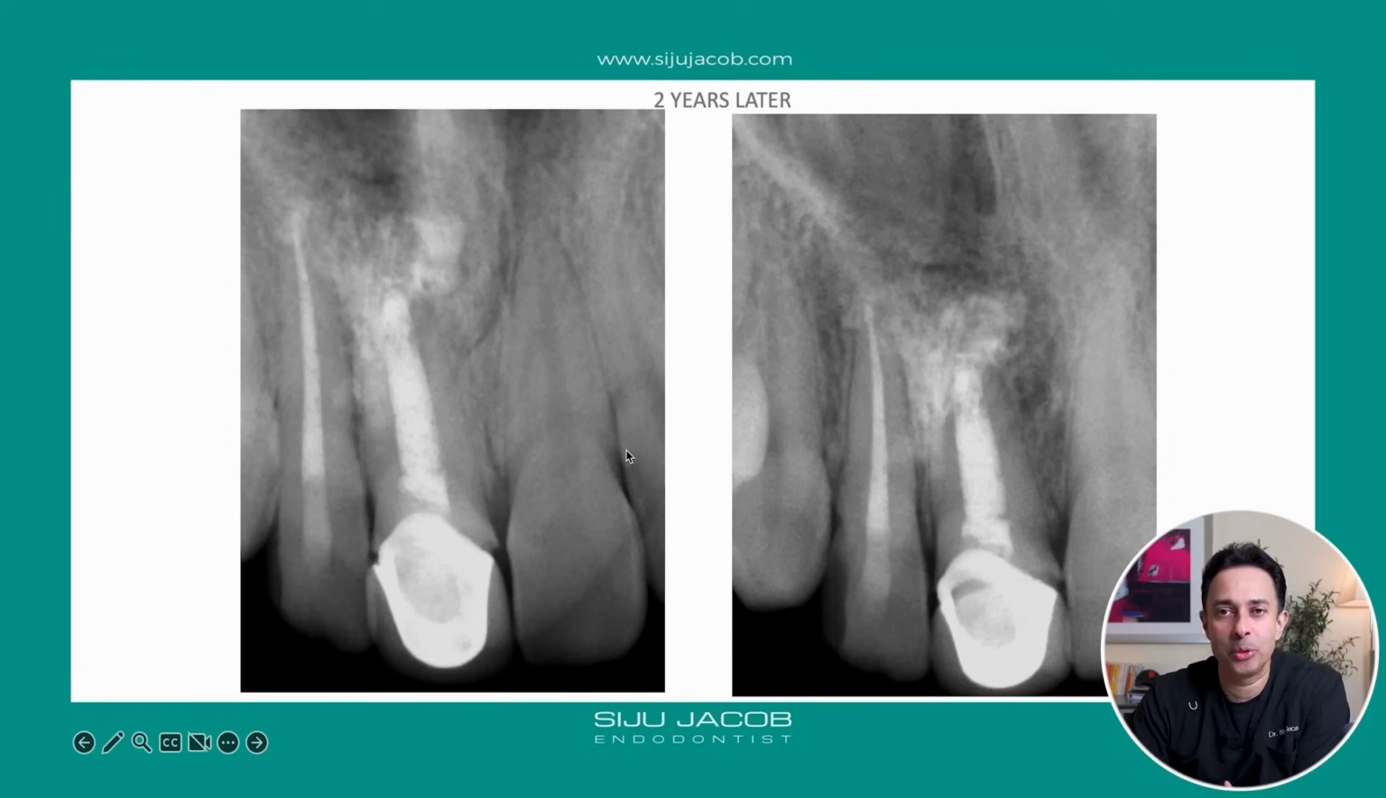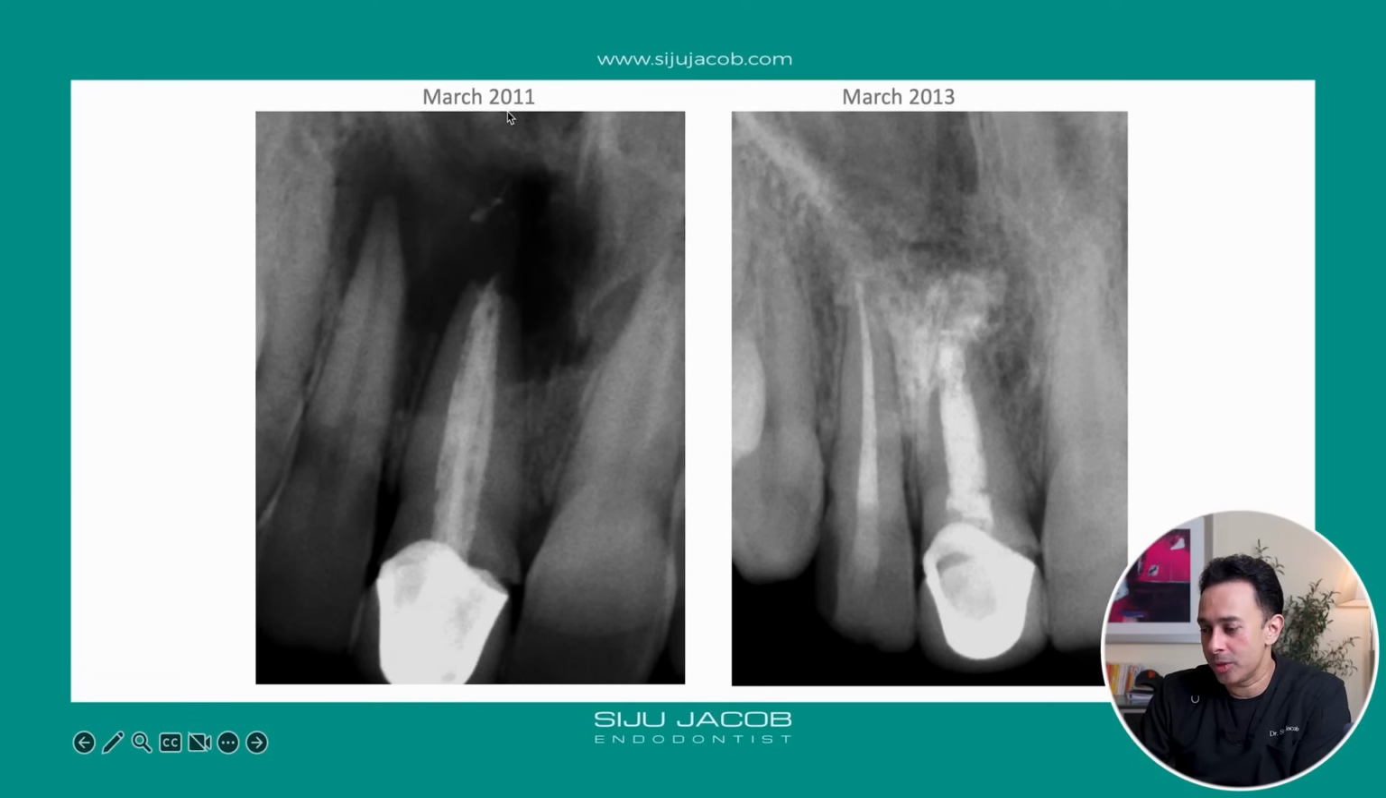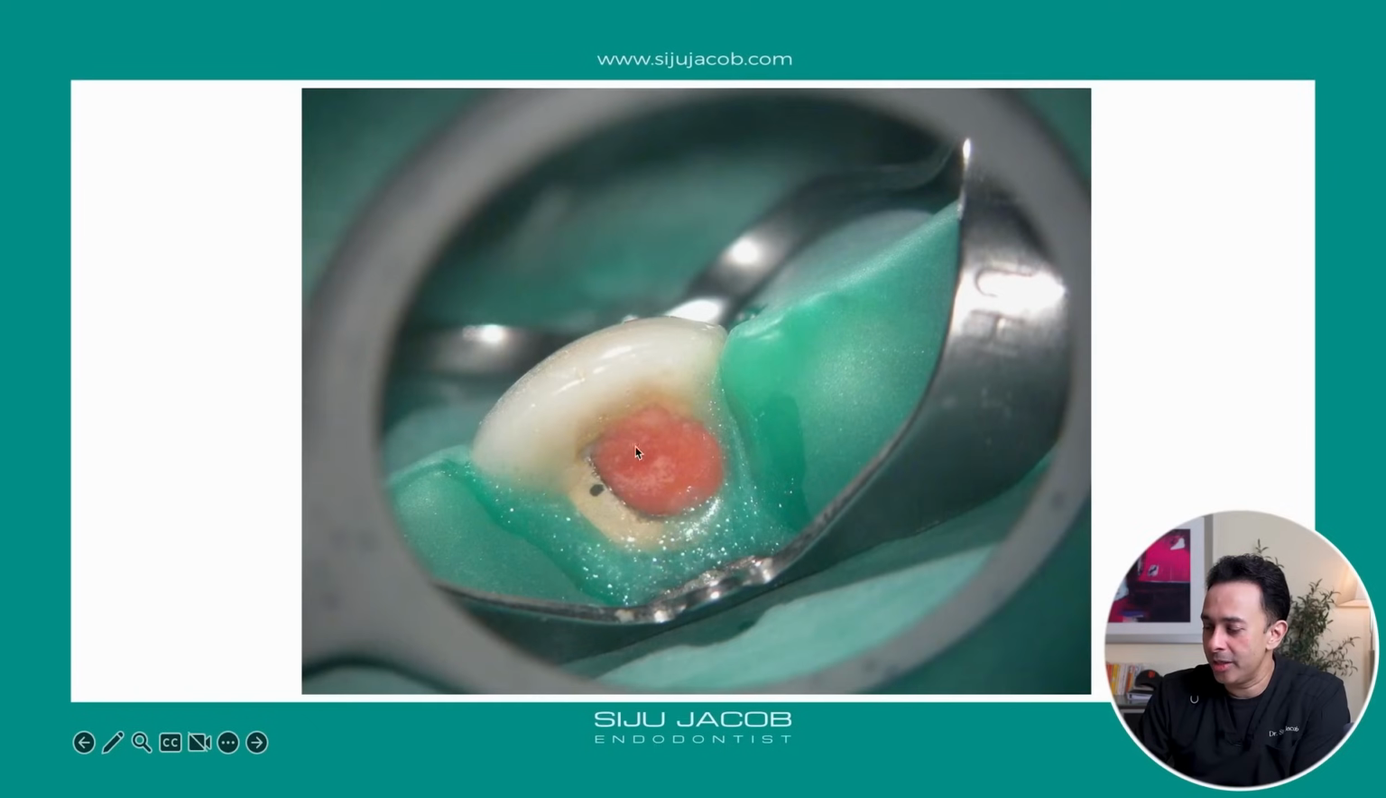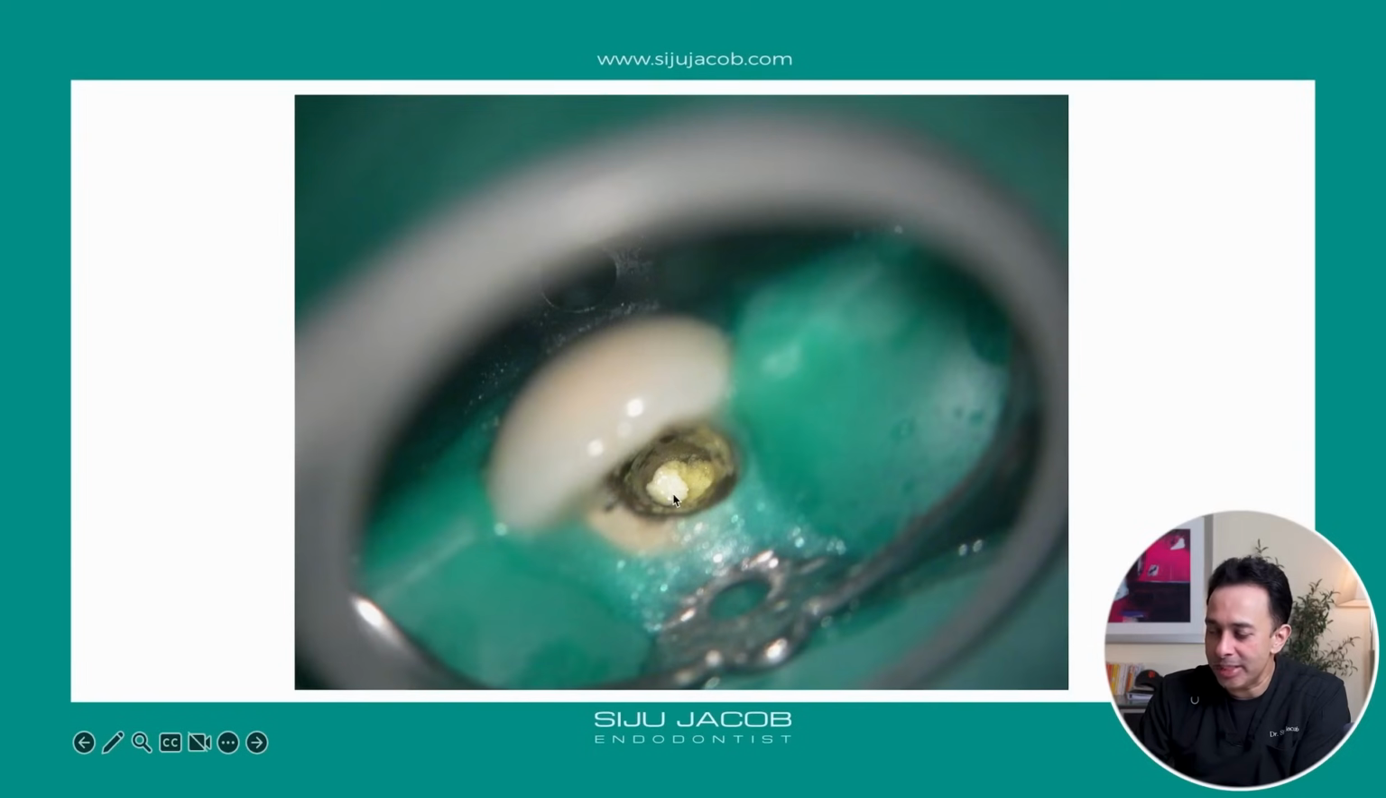So the patient showed up 2 years later, and when you look at this case, we are seeing that the entire lesion is healed. If you compare how it was in 2011 with how it is in 2013, you can see the whole lesion is healed completely. And there's some evidence of barrier formation as well. You can see the temporary is intact, so we removed that, and then you can see the Metapex inside.